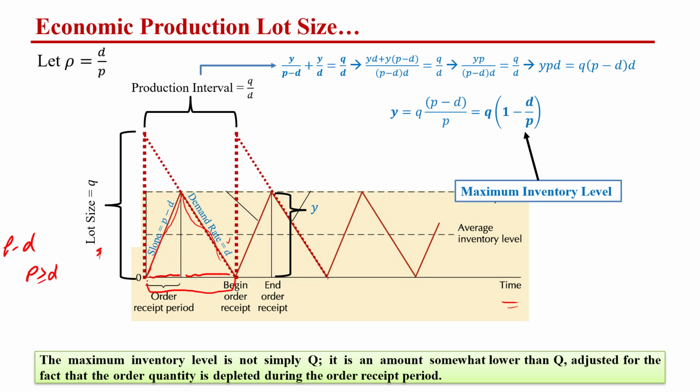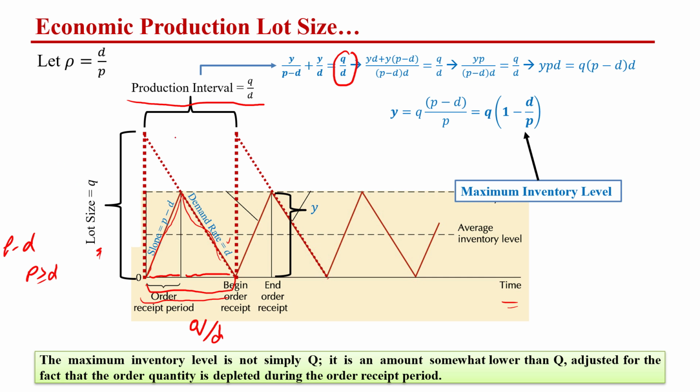First of all, we know how to calculate this order cycle time: we can calculate it as Q by D. That is the order cycle time, or the overall production interval time, which tells us how long this cycle interval is going to be.